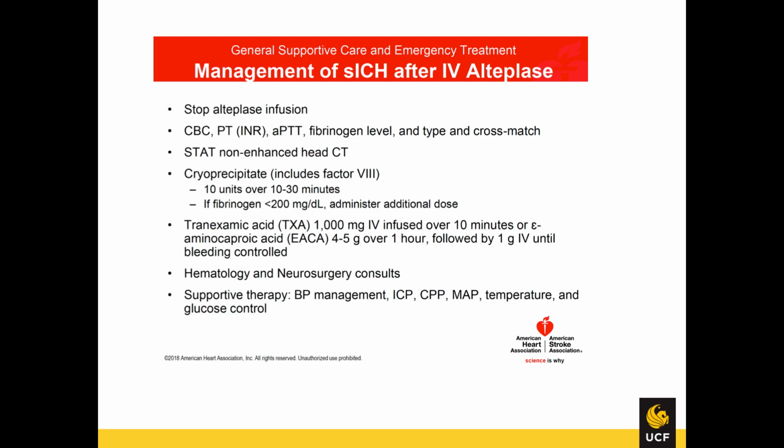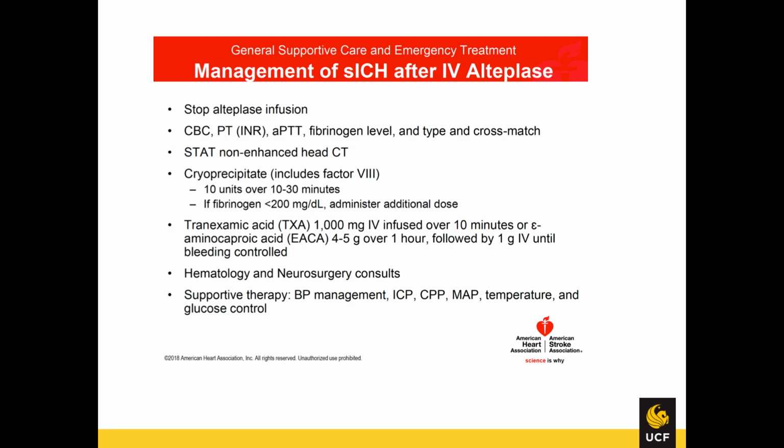What do I do? Obviously, stop the infusion immediately. Get yourself a CBC, check your coag times, get a fibrinogen level, and type and cross them. Get a stat non-enhanced head CT, get some cryoprecipitate on board, which includes factor 8. You're going to give 10 units over 10 to 30 minutes, and if their fibrinogen level is less than 200, then you're going to give them an additional dose.